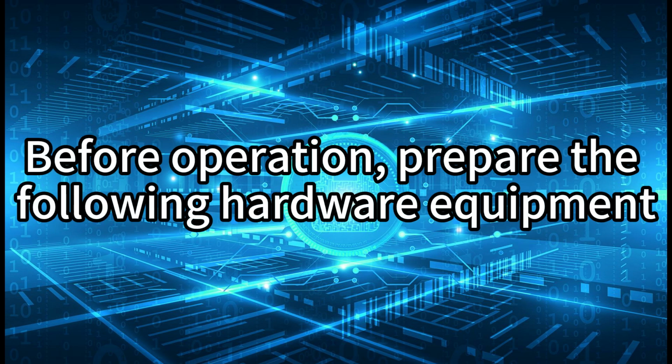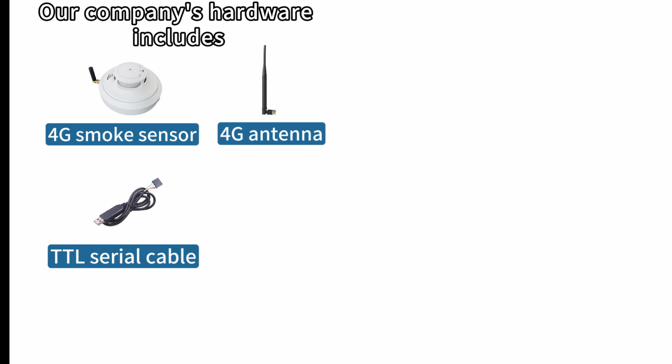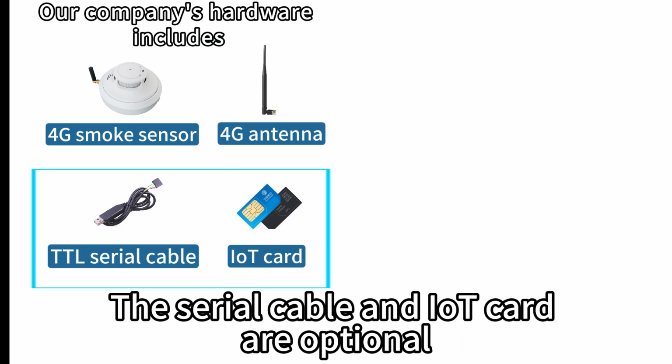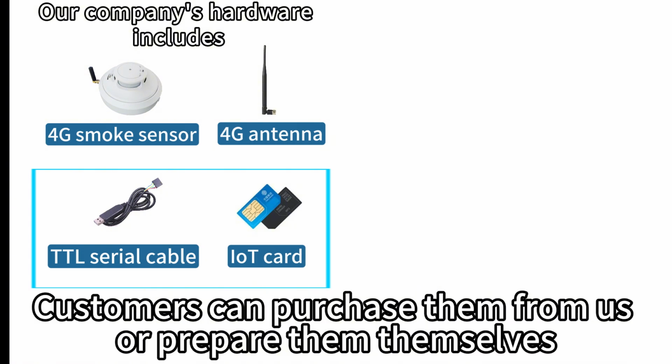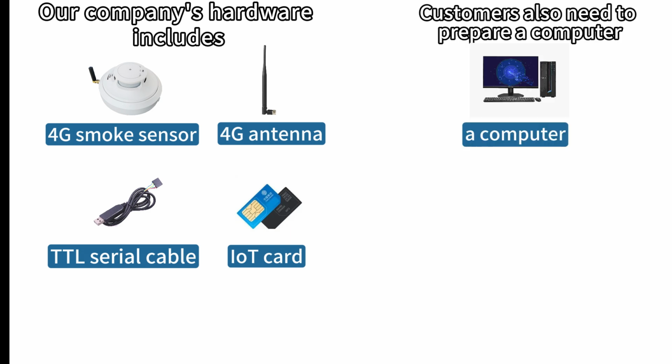1. Hardware introduction and preparation. Before operation, prepare the following hardware equipment. Our company's hardware includes 4G smoke sensor, 4G antenna, TTL serial cable, IoT card. The sensor and antenna are standard components. The serial cable and IoT card are optional. Customers can purchase them from us or prepare them themselves. Customers also need to prepare a computer.